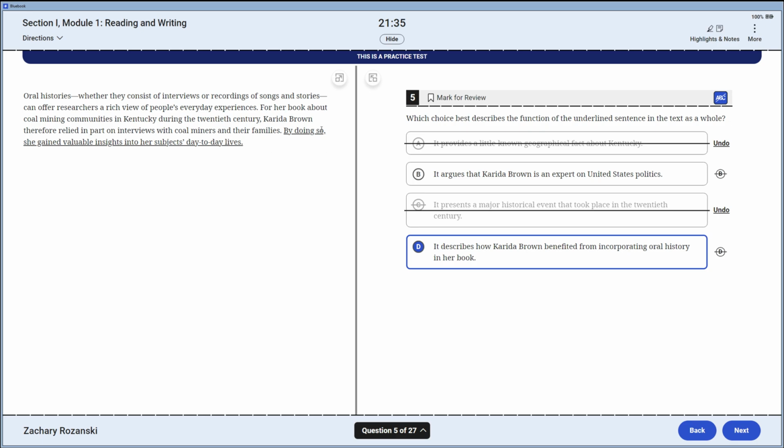How did she incorporate it? Right? How did she do it? She gained valuable. It's got to be this one. I don't know where it would be making the assertion that she's a political expert. Anywhere. I'll look for that. Yeah, that's garbage.